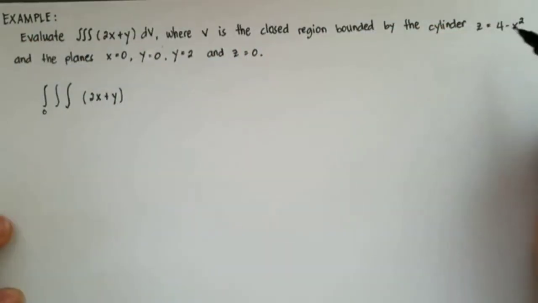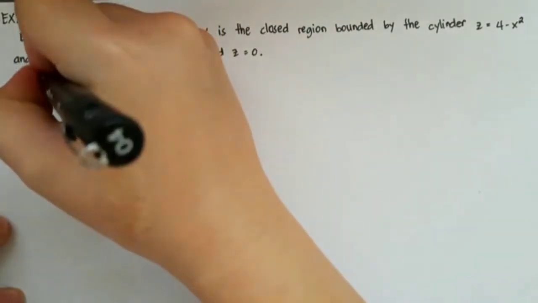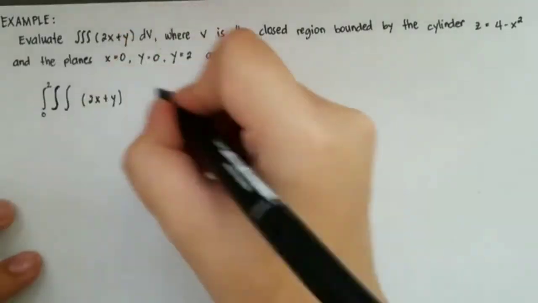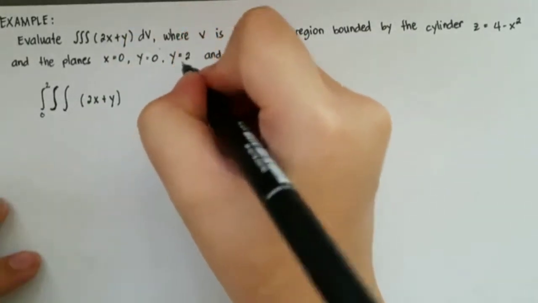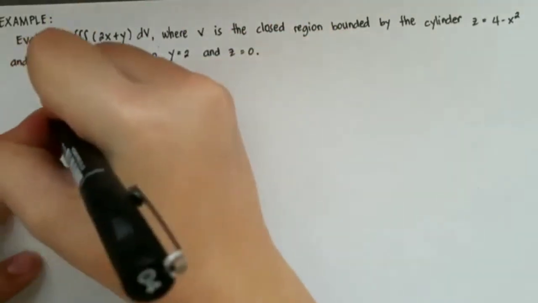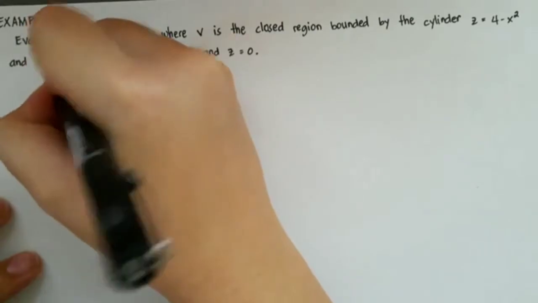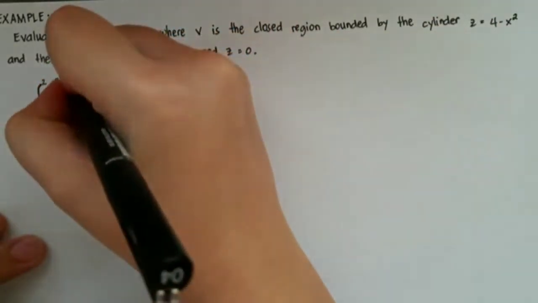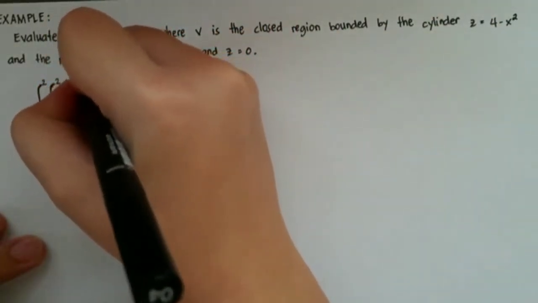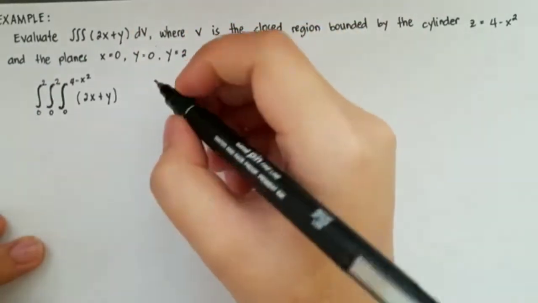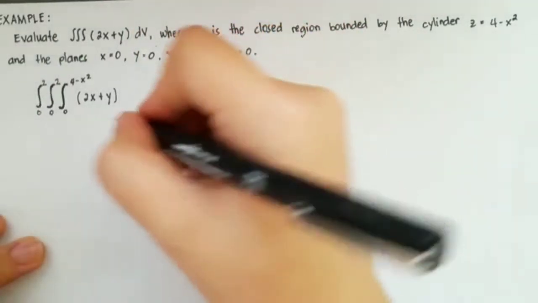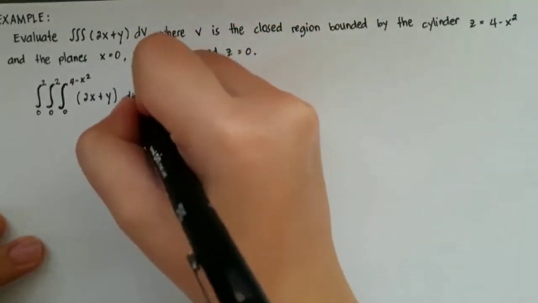And to find the upper limit, we set the value of z to 0 to find the value of x. Then x must be equal to 2. And for our middle limits, we have the values of y, which is 0 to 2. And lastly, for z limits, we have 0 to 4 minus x squared, dz dy dx.